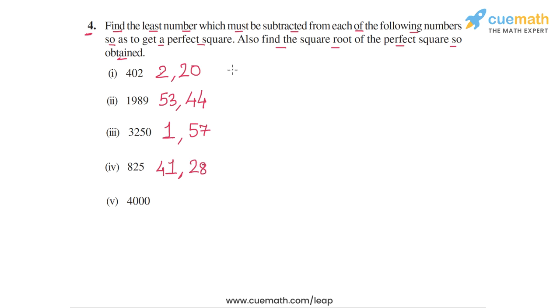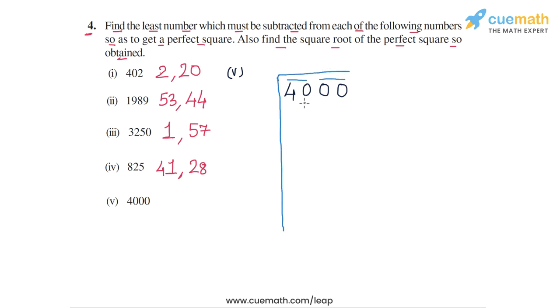Now we finally come to part 5. The number in part 5 is 4000. Okay, and to apply the division method to this number, we put bars over 00 and then over 40 like this. And now we are ready to apply the division method to this number.